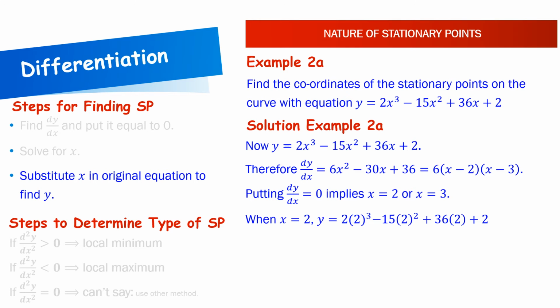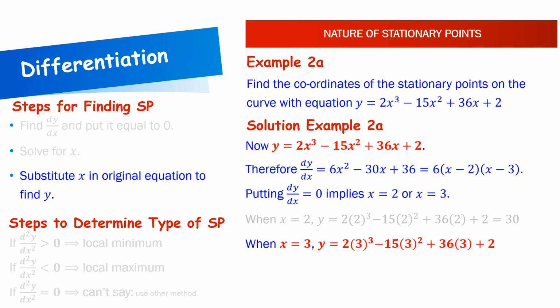Now let's substitute x equals 2 in the equation for y to obtain the y value. So plugging in x equals 2 in the equation for y gives us y equals 30. Now when x equals 3, we plug in the value x equals 3 into the equation for y, as shown, to give us y equals 29.